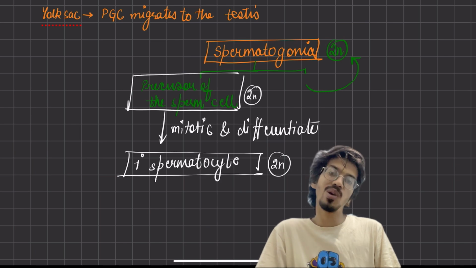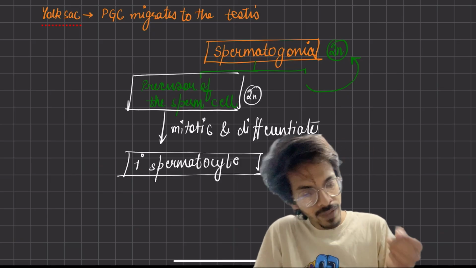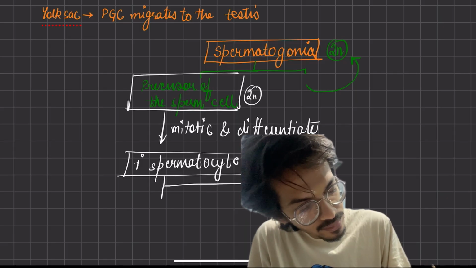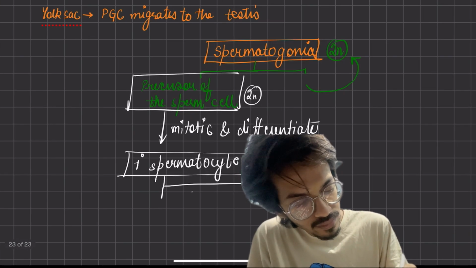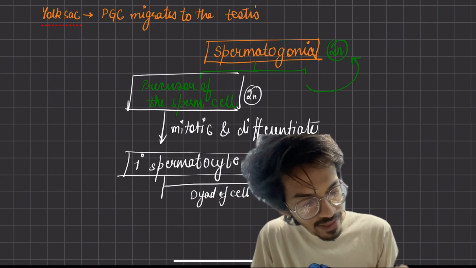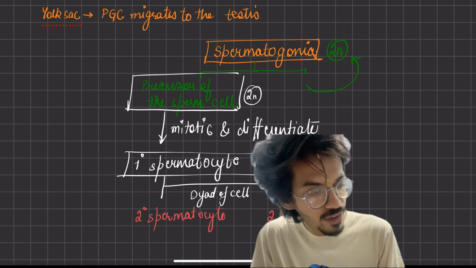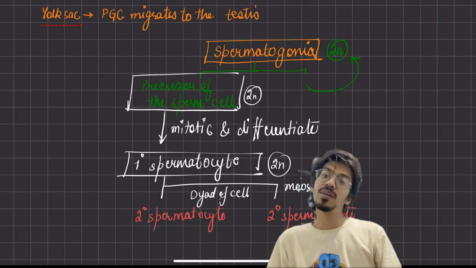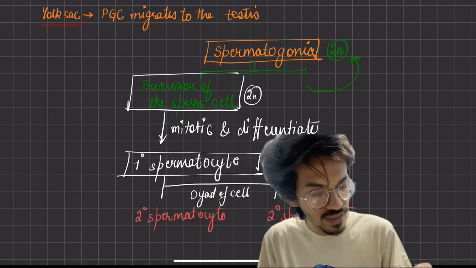From these primary spermatocytes, the first process, meiosis, will start, because basically we are making sperms. Sperms are gametes, and gametes are always haploid. So these primary spermatocytes will undergo the first meiosis and form a dyad of cells. Dyad means two cells will be formed, and these two cells are called secondary spermatocytes. By the time these have formed, the ploidy is reduced because the homologous chromosomes have separated. So these are haploid structures.